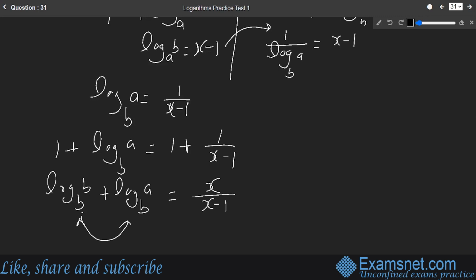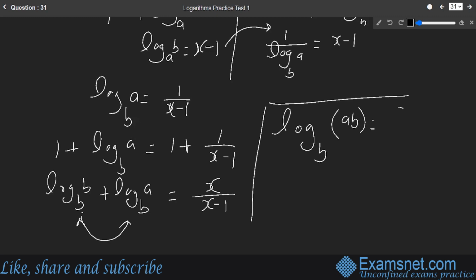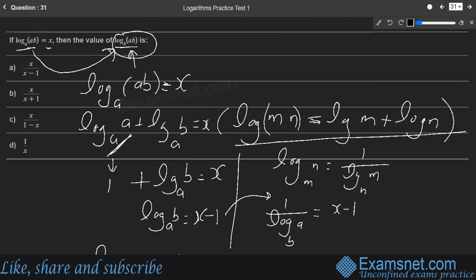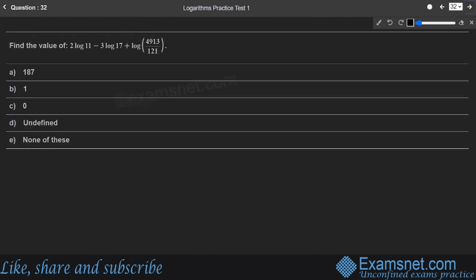Now I can combine the left hand side using my property log m plus log n is log mn. If I do that, my left hand side becomes log base b of ab, since m plus n is mn, so it is going to be ab is equal to x over x minus 1, and that's what we were looking for. Log base b ab's value in the question has come out to be x over x minus 1, and this particular answer is available in option number A, and is the right answer.